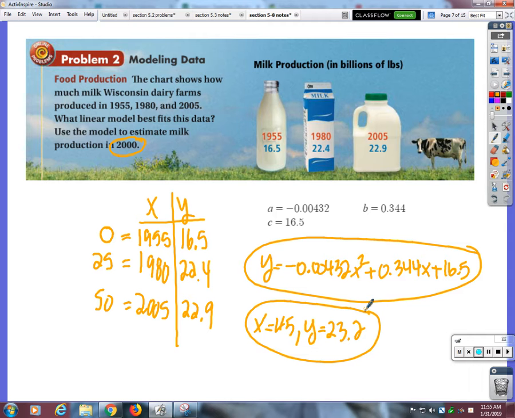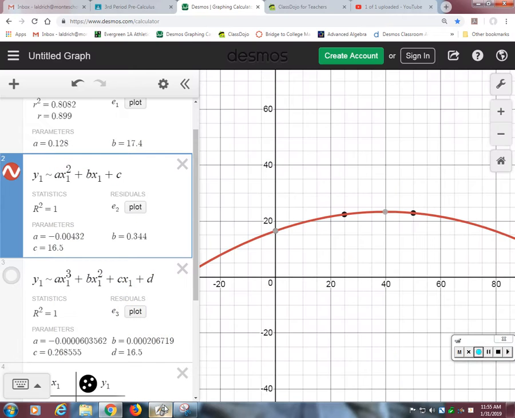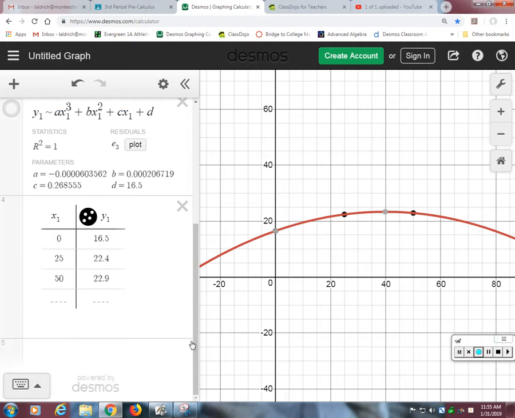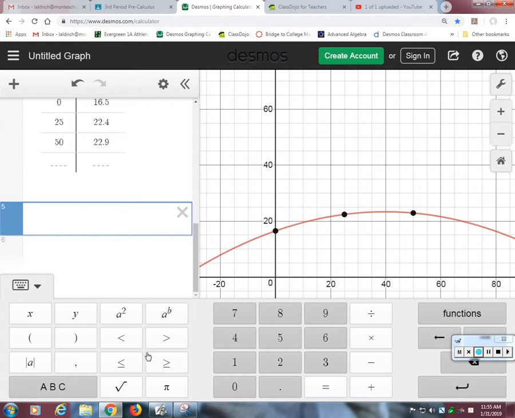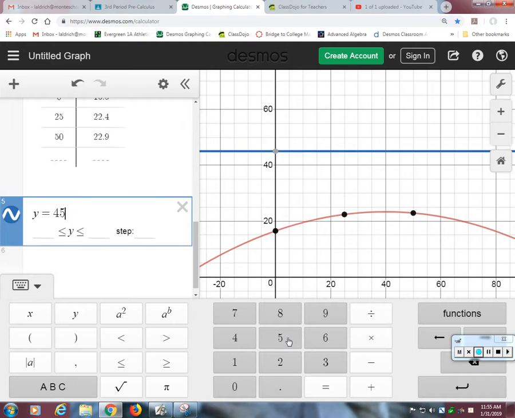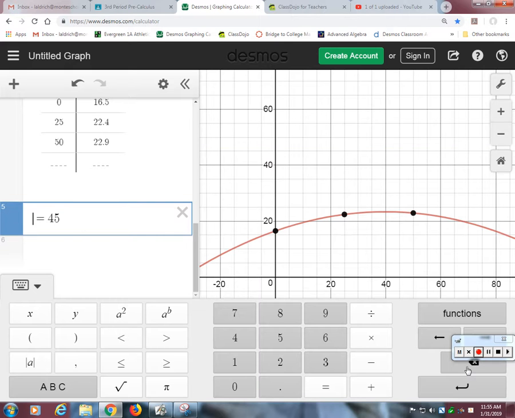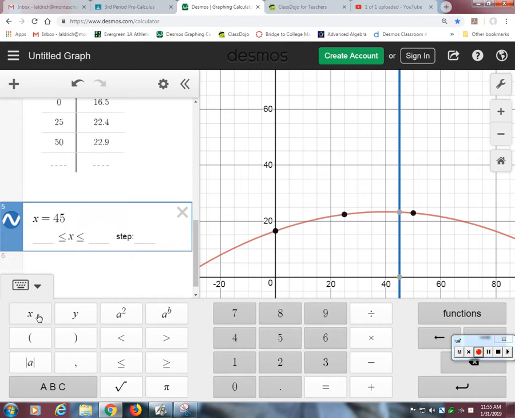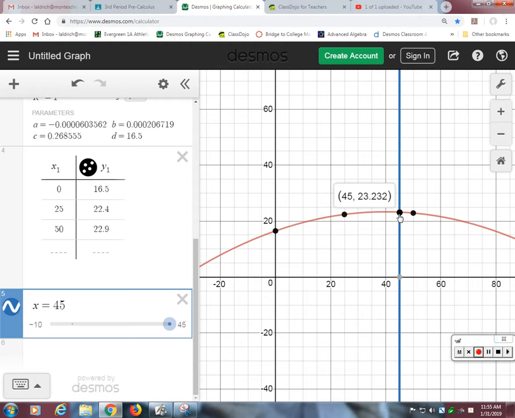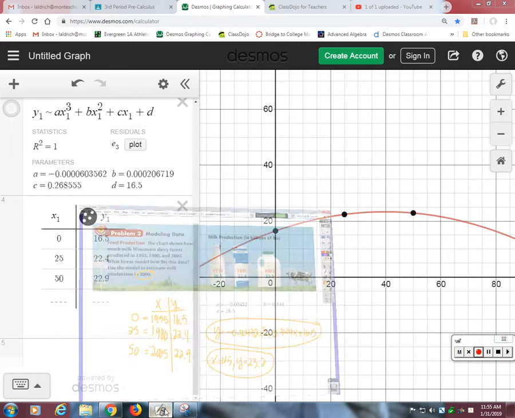Brianna, an easy way to do this if you want an exact answer is if I also graph X equals 45. Then that will create an intersection point on the graph, and then you can click on it and it'll give you the thing exactly if you want. Okay. All right, let's do one more.